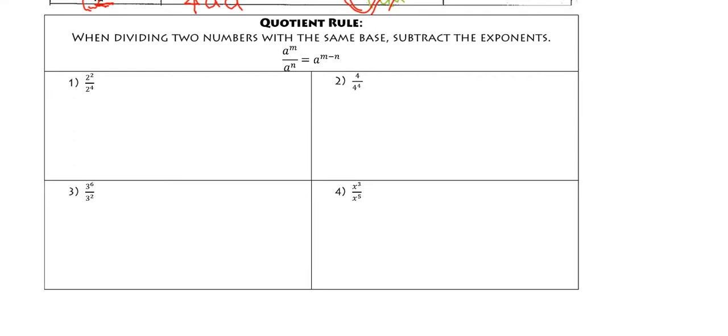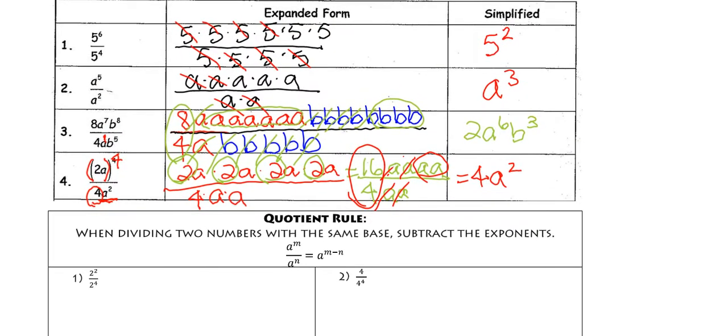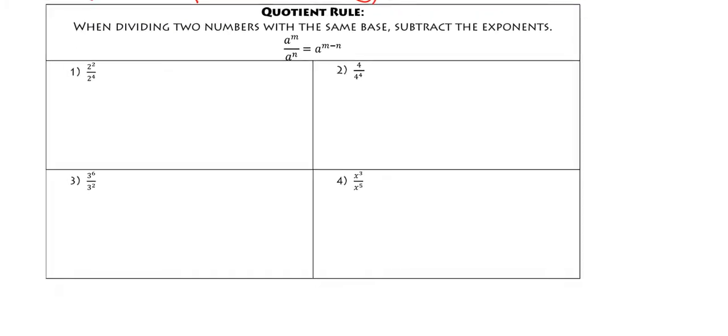If you haven't noticed up here, there's a pattern going on, and that pattern is the quotient rule. Right? So what that says is when you divide two numbers, like this a to the 5th, a squared, with the same base, you subtract these exponents. So 5 minus 2 here, that's how we got 3, and that a base stays. So let's do that with some of these examples.